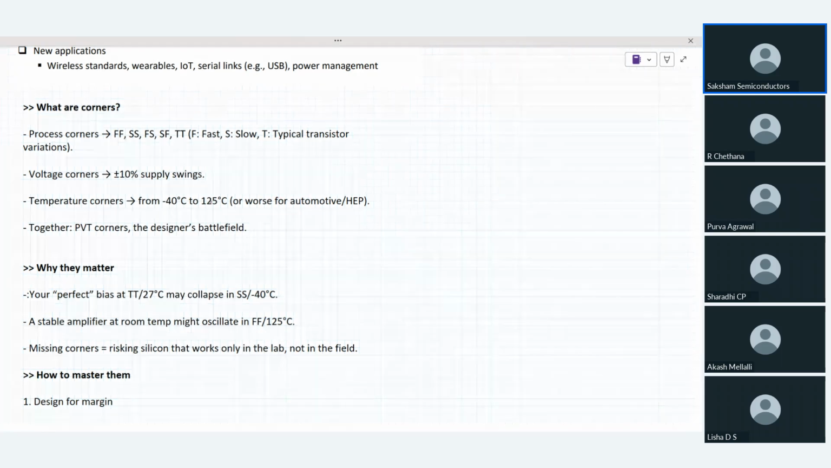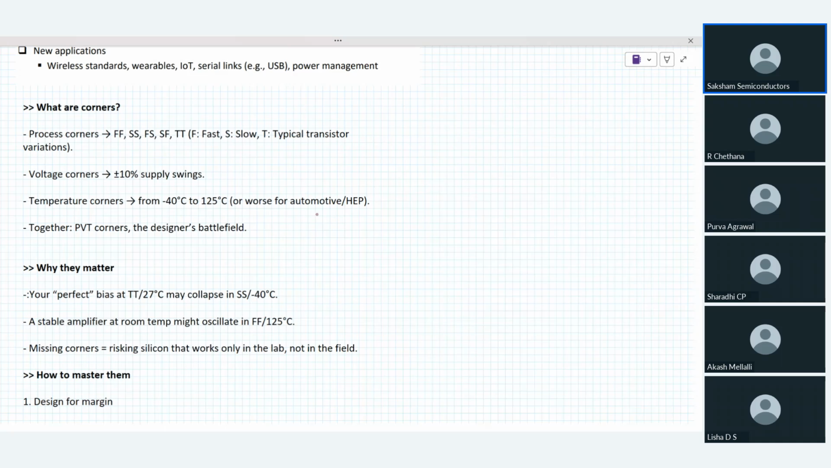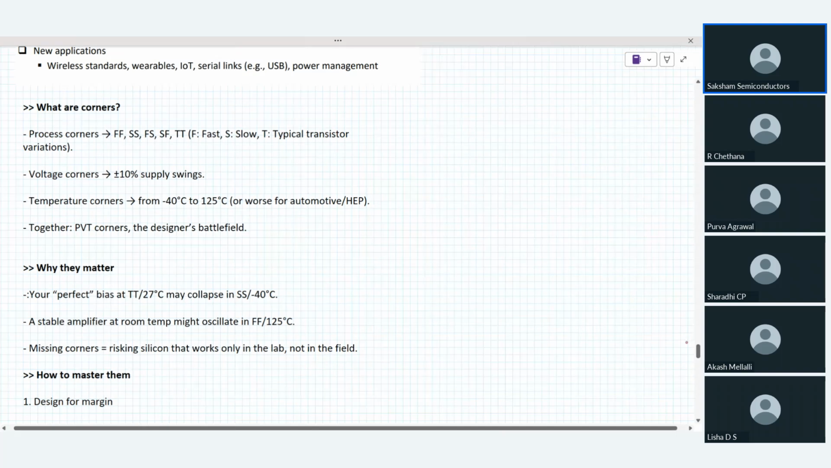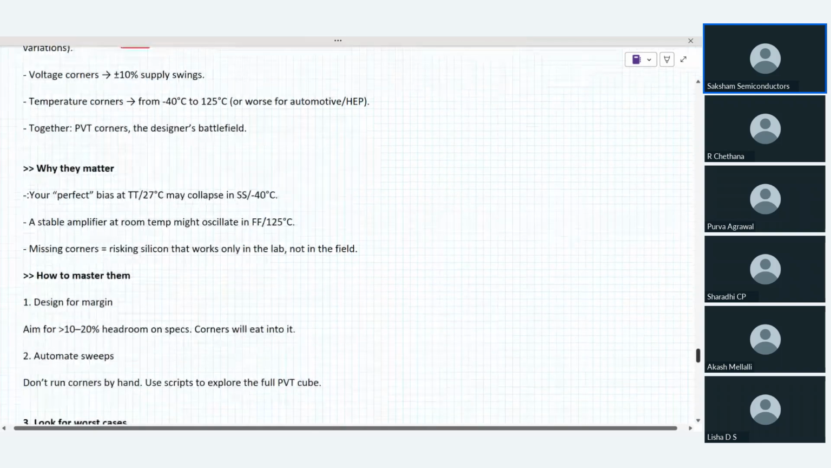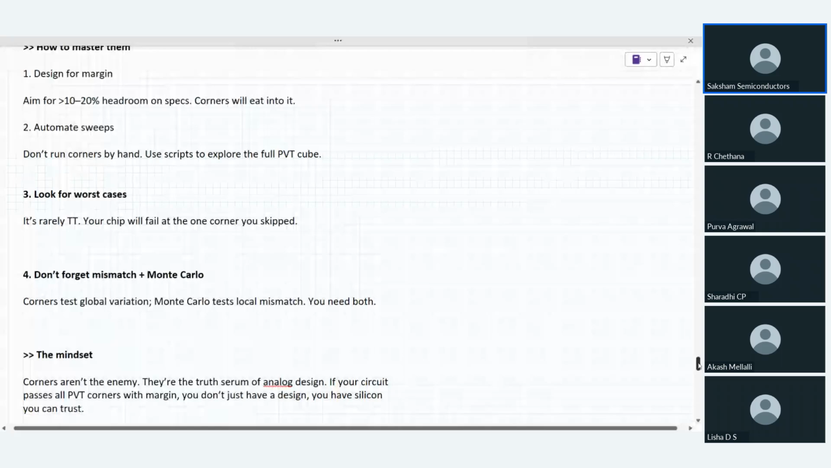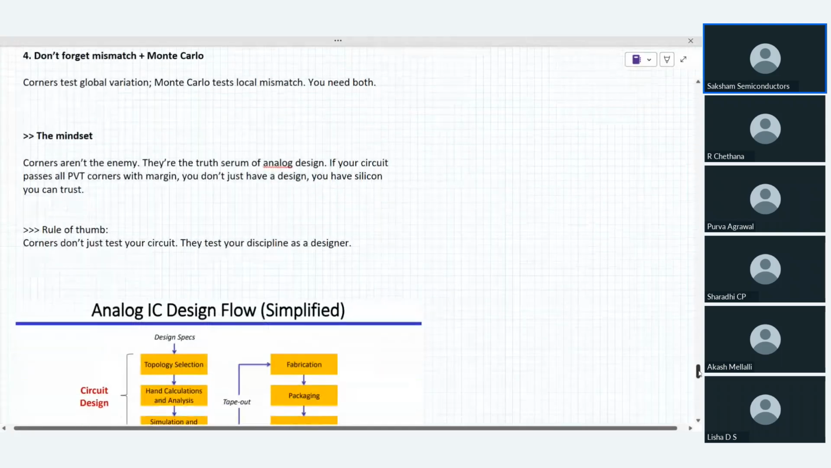Now here I have put it in simple pointers. I'll try to give you more explanation on these things in the subsequent slides, subsequent sessions, not in the present session, because it becomes irrelevant as of now. When we start the design, we'll focus on what the corners are, why we go with these corners, what is the requirement of these things, why they matter, and how to master them. Because as an analog IC design engineer, you should be able to understand these things more effectively. We'll focus on those things. So yes, this is basically what I just wanted to focus on.